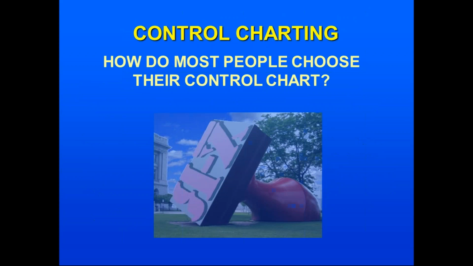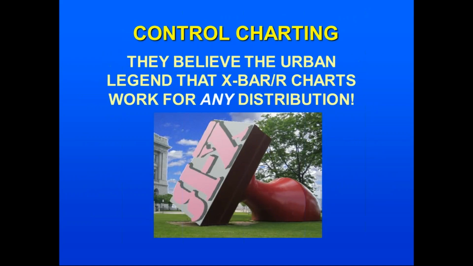So when it goes to control charting on the floor, what do normally people do? Well, they grab their big X bar and R rubber stamp and they start stamping all over the floor because they believe the urban legend that an X bar and R chart will work for any distribution. Unfortunately, that's not true.